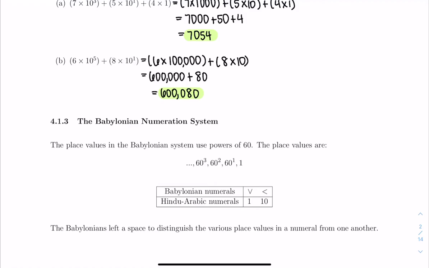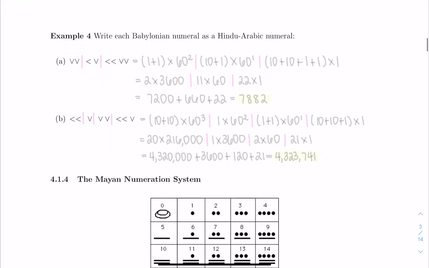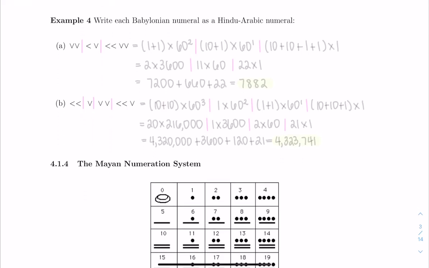So let's go ahead and look at the first example. It looks really confusing, so let's go ahead and break this apart. Let's look at where are the different place values. So these little spaces that you see between our numbers indicate the place values.